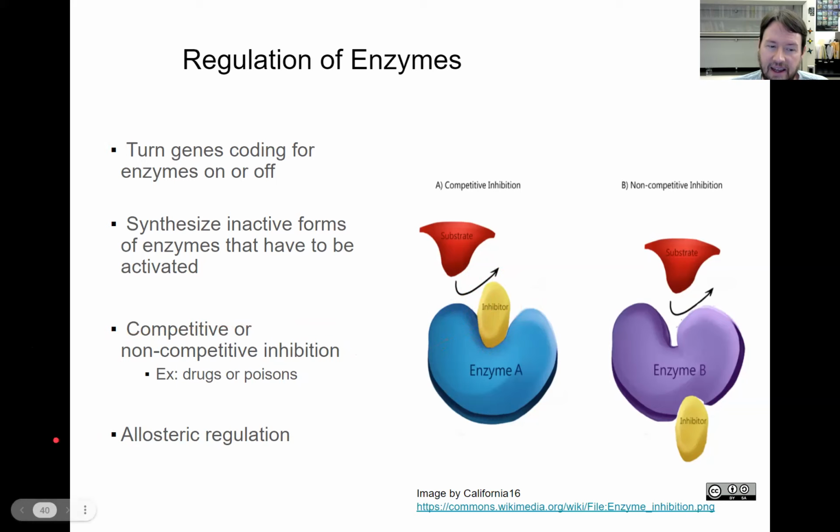And lastly, there's allosteric regulation, which usually we see with non-competitive inhibition. And allosteric just means other shape. Usually there's an allosteric site that is away from the active site, that when something binds, we can have the active site in a slightly different shape.